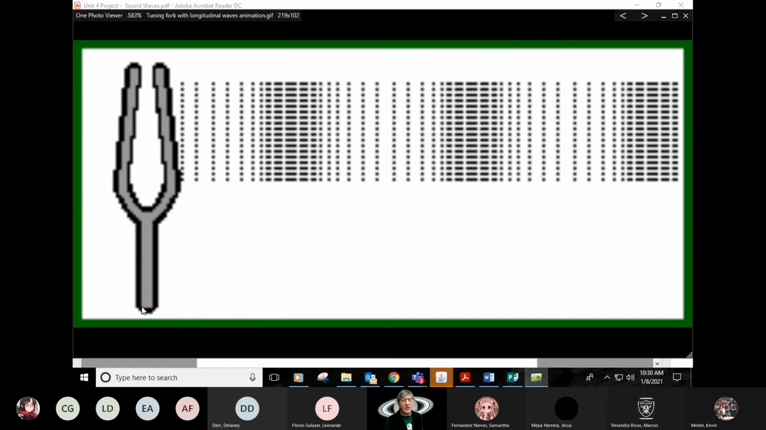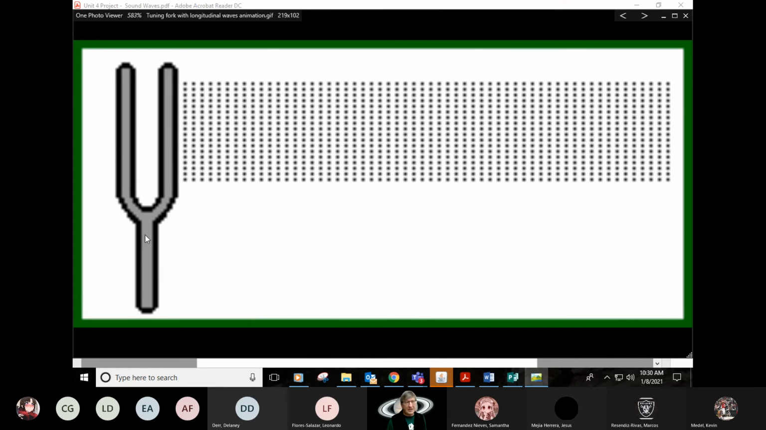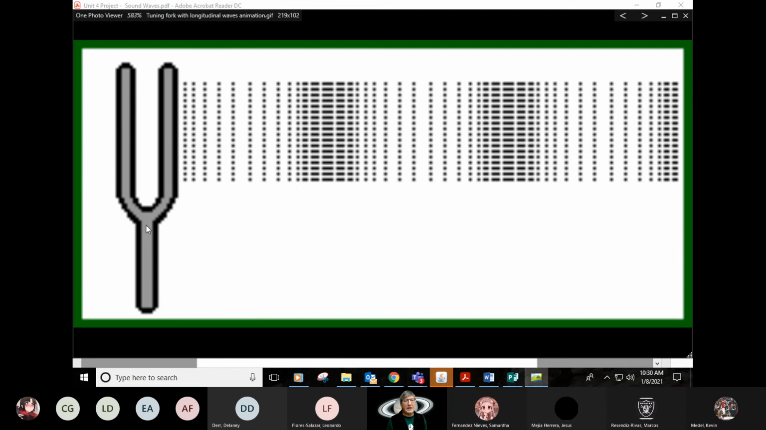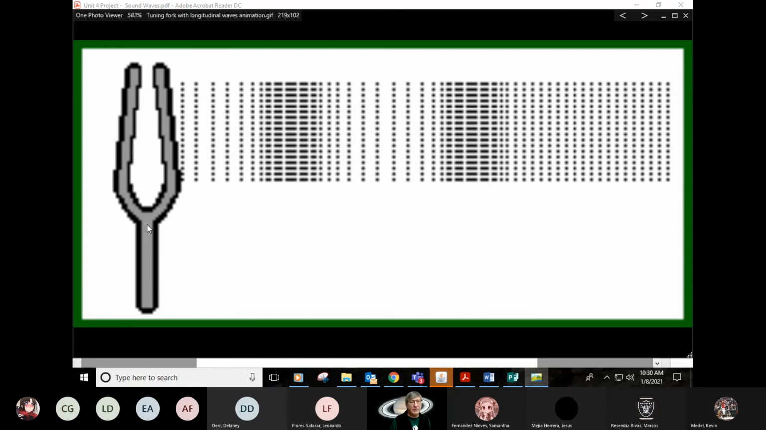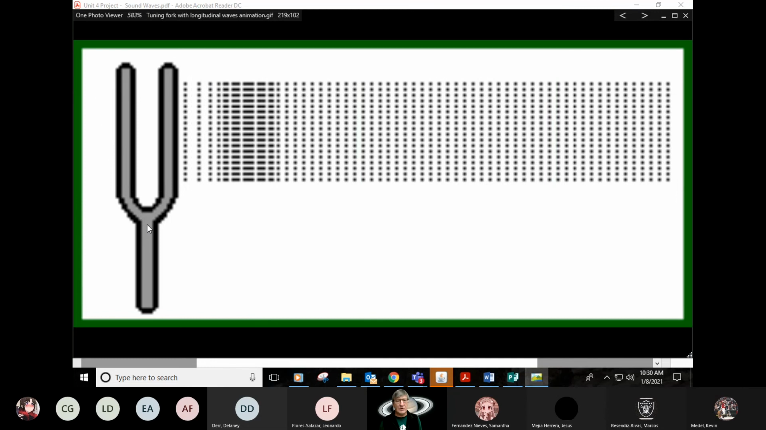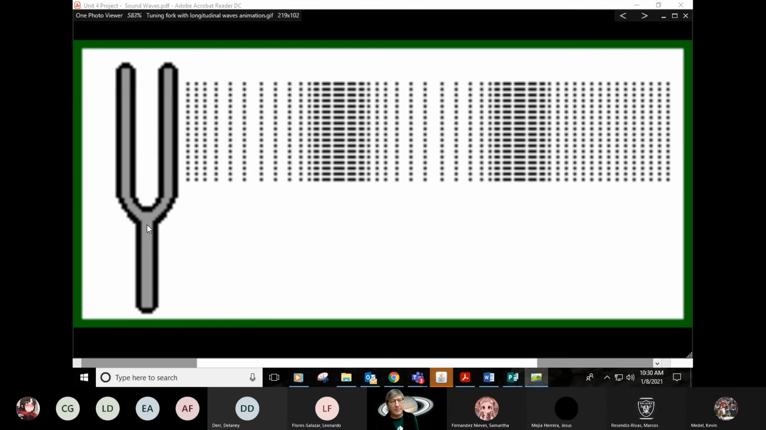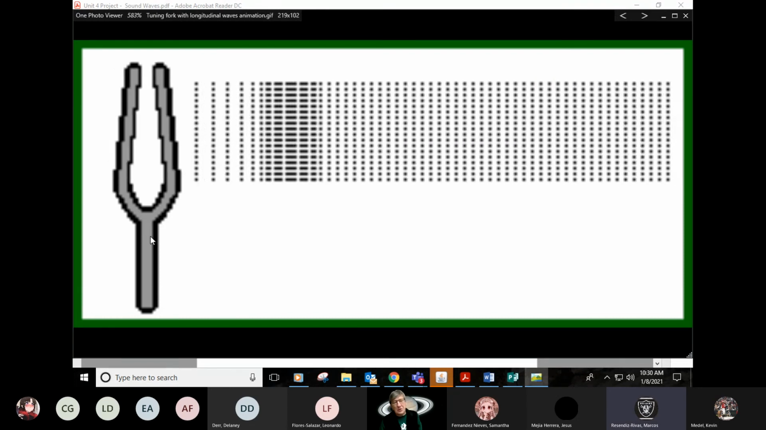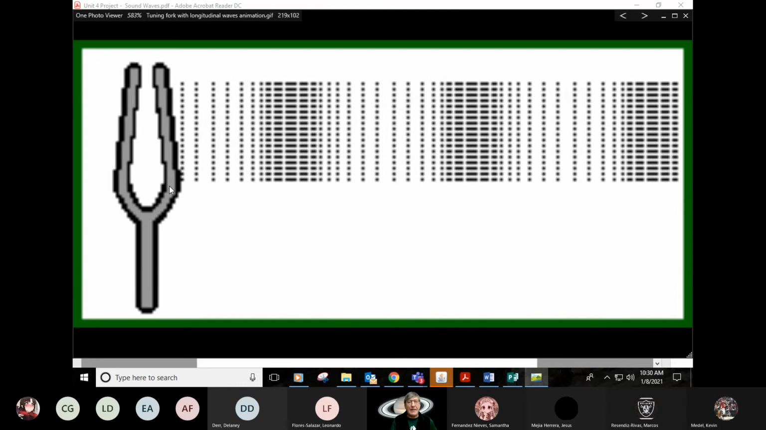So maybe you've seen a tuning fork before. It's a piece of metal, and it's specially made to vibrate at a very specific frequency. So you can get a tuning fork that is tuned to the note A, and you can get another one tuned to C, and another one tuned to G, and so on. When you hit this tuning fork, it vibrates very rapidly.